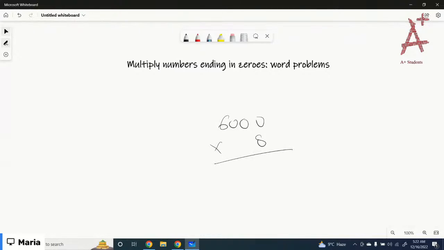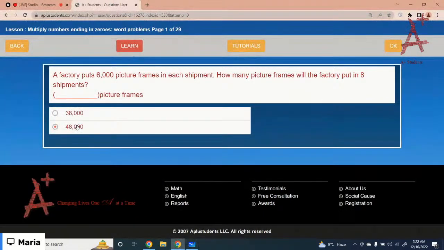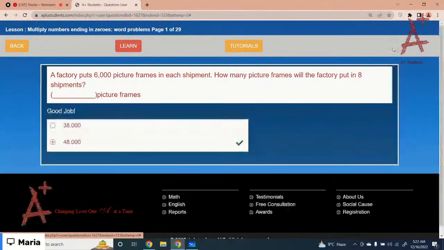So multiplying numbers is very easy. Just multiply the non-zero values. 6 times 8 is 48. So you have 3 zeros with the 6. So just add 3 zeros on the right-hand side of the 48. So it would be 48,000. Got it? So the correct option is 48,000. Just select the correct option and click on the OK button.